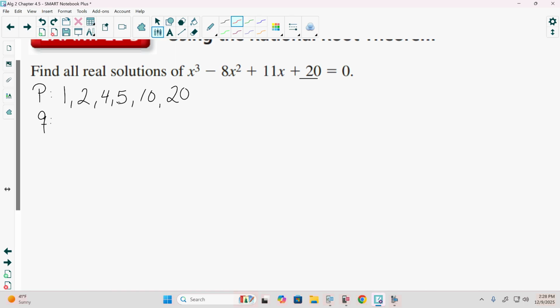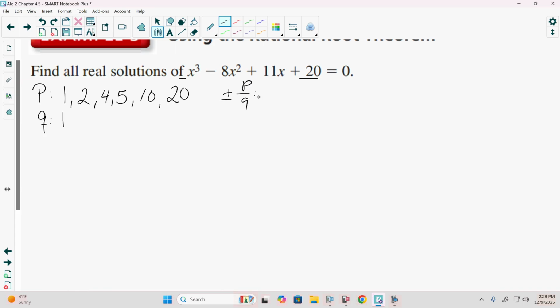Q is the factors of the leading coefficient, so the factors of the number in front of the variable with the biggest exponent. What would that number be? 1. So we need to find the factors of 1. Questions on how we found the values for P and Q? Do we feel comfortable finding the values of P and Q?